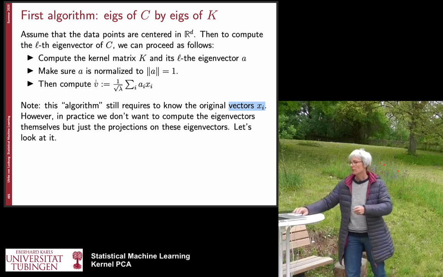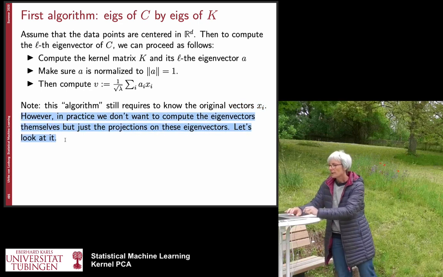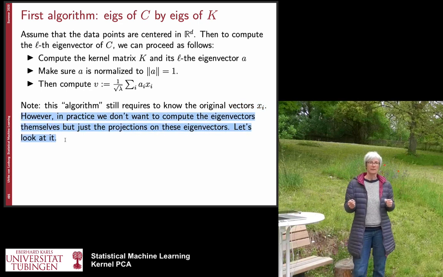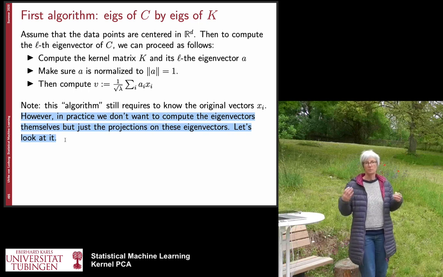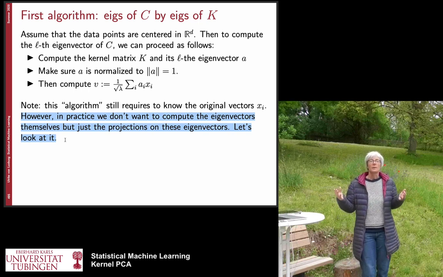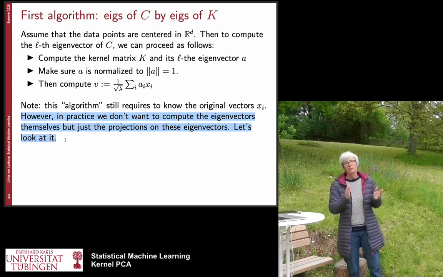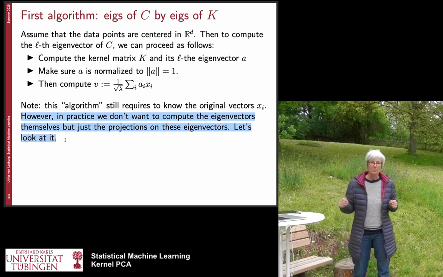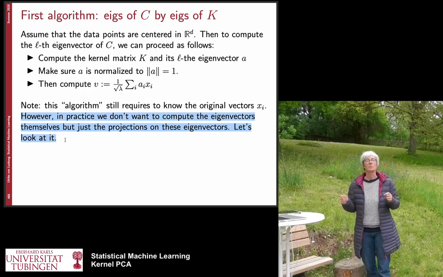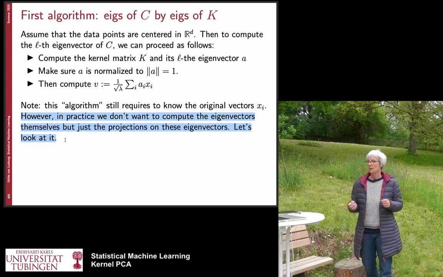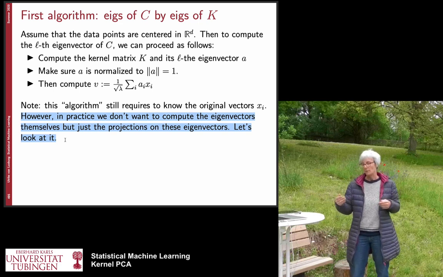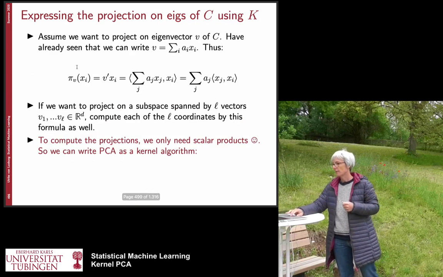The trick is going to be that in practice we never want to compute these eigenvectors directly. We just want to use them to project. And to project, we again need to multiply a matrix containing eigenvectors with data points, and this in the end is going to be a scalar product again. So this is maybe what we should look at on the next slide.